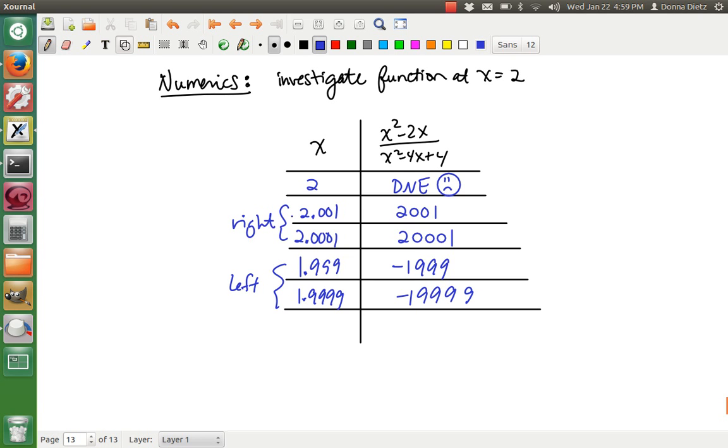And it's pretty clear if you play with this, the limit as x goes to 2 from the right is going to infinity. And this is really abbreviating here because I didn't even put f of x, but the limit as x approaches 2 from the left is negative infinity.